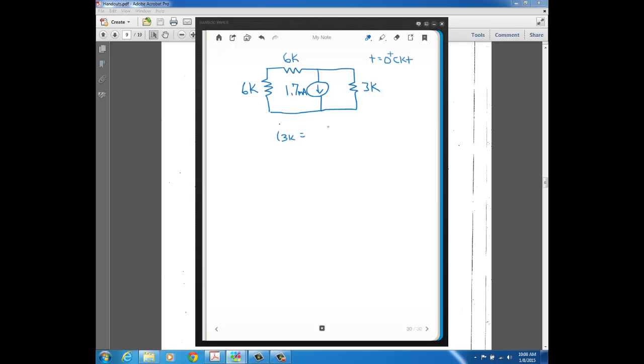the current divider equation would look like this. You'd have 3K in parallel with 12K, and then 3K in the bottom. This here, if you do product over sum with 3K and 12K, you get 2.4K. So this comes out to 1.36 milliamps.